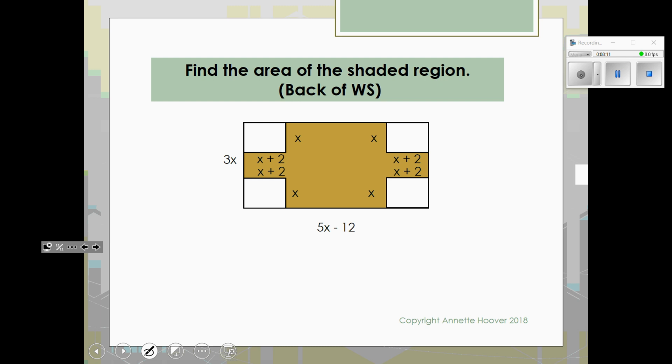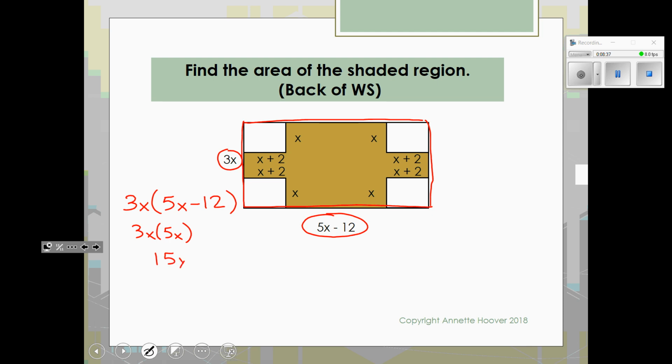If you think about what the first step would be, we first need to find the area of the large outer rectangle. To do that, we have to multiply the base times the width. We have a monomial and a binomial. So I'm going to put the monomial on the outside and the binomial on the inside and use the distributive property. So first I have 3x times 5x, which is 15x squared. Then I have 3x times 12, which is a negative 36x. So this is the area of the large rectangle.